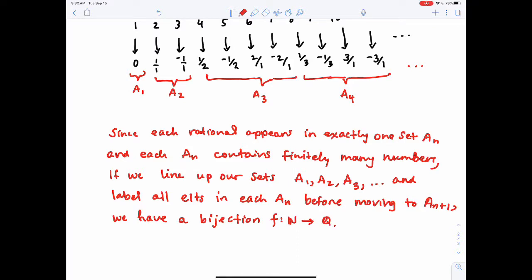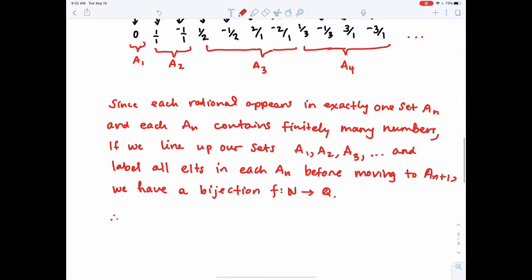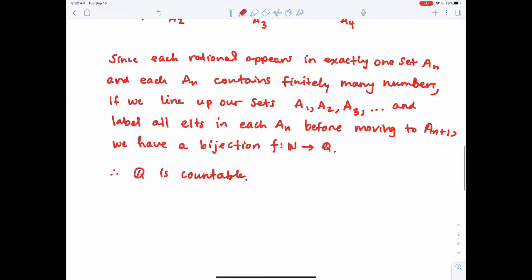Now, I'm not going to write an explicit formula for this. As long as it's clear when you're making bijections and you're coming up with your labeling pattern, as long as it's clear that you're always going to get to every single number and you're only going to label that number once, then I'm okay as long as you demonstrate enough of the pattern. So because we have a bijection, this tells us that Q is countable. So in particular, Q can be enumerated.